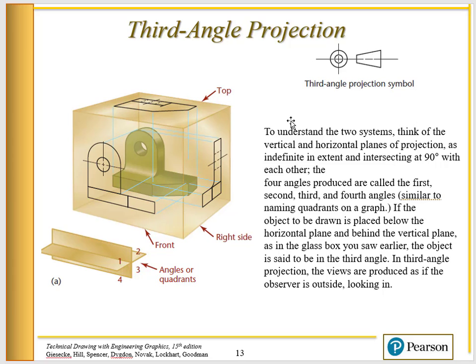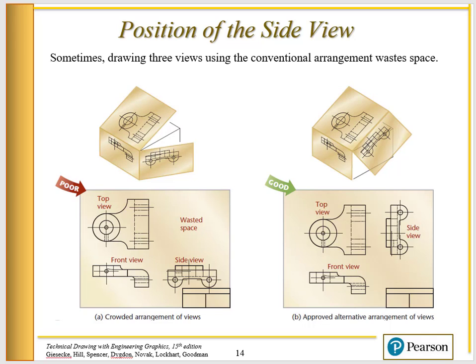This is how, intuitively, you would think about how parts are displayed on the drawings, how the orthographic projections are arranged. If I'm looking at the object right here, then my right side view is projected from the object to the inside surface of this glass box. This is third angle projection. This is what you're most familiar with.